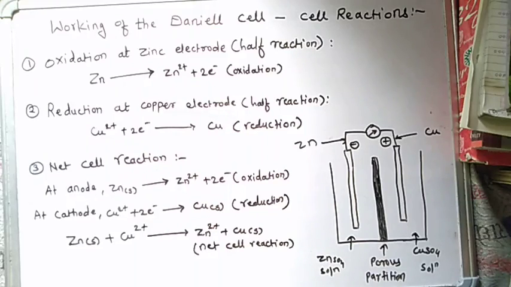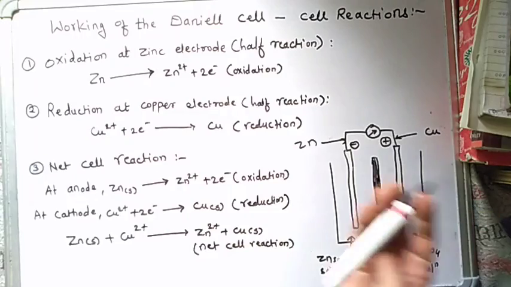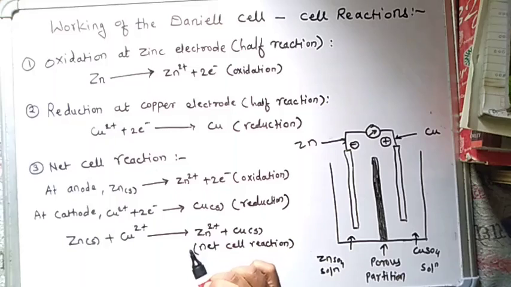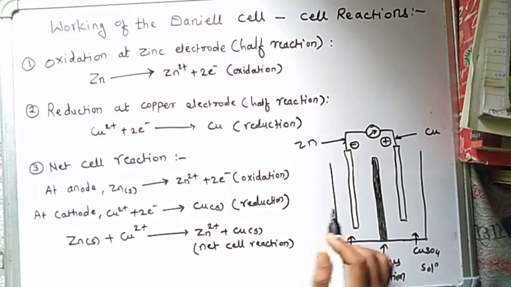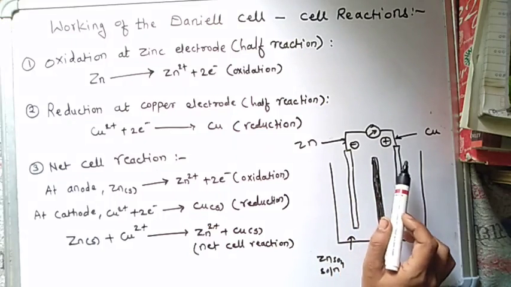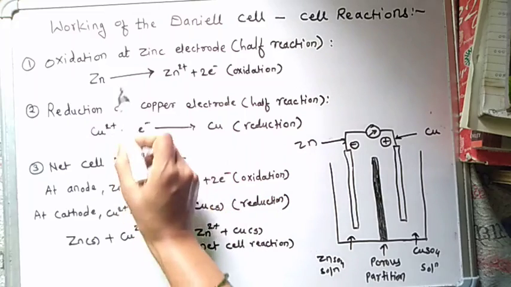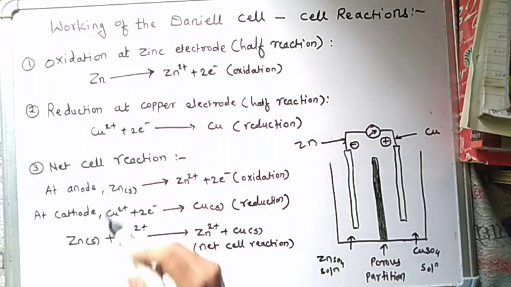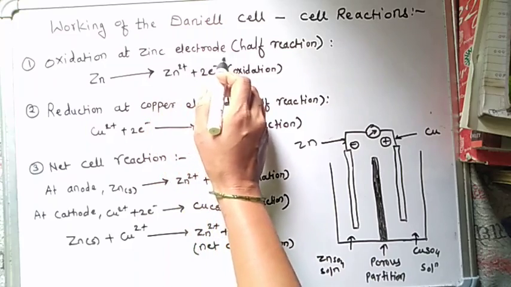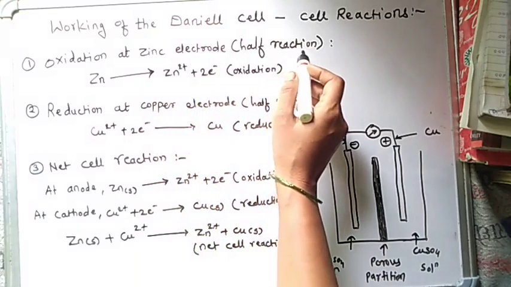In this video we are going to see the working of the Daniell cell, that is the cell reaction. When the two electrodes are connected to the external circuit by a metallic wire, the following oxidation and reduction reactions take place. Let me see the first one, the oxidation reaction, that is oxidation at the zinc electrode in the half reaction.